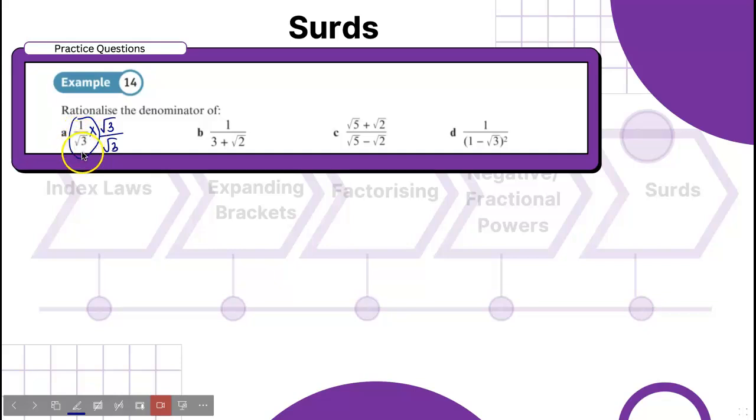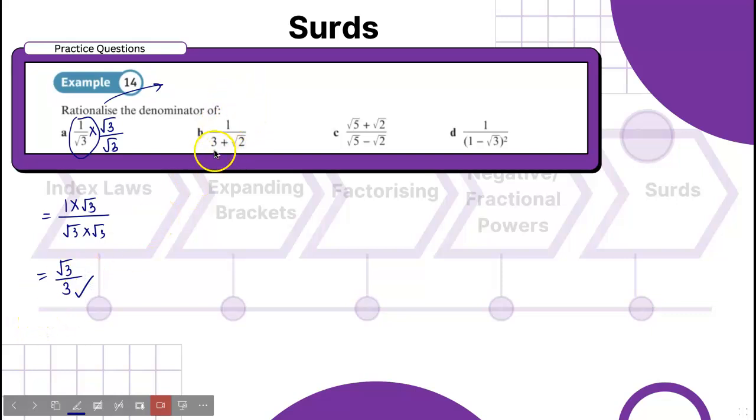Correct? Because we know root 3 times root 3 makes 3. We just have to make the denominator surd free, because rationalizing means making the denominator surd free. So it would be 1 times root 3 over root 3 times root 3. It will give us root 3 over 3, and that is our answer.